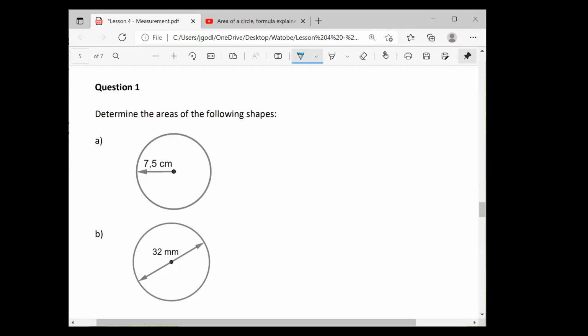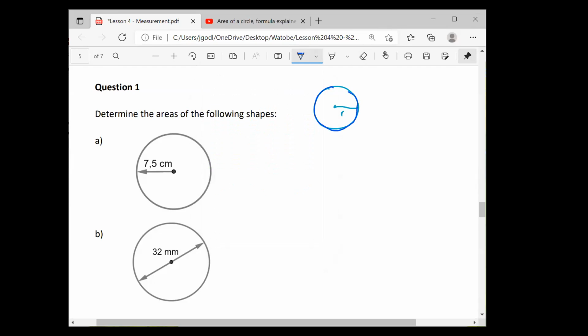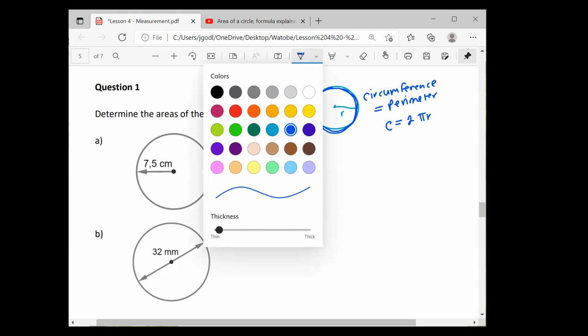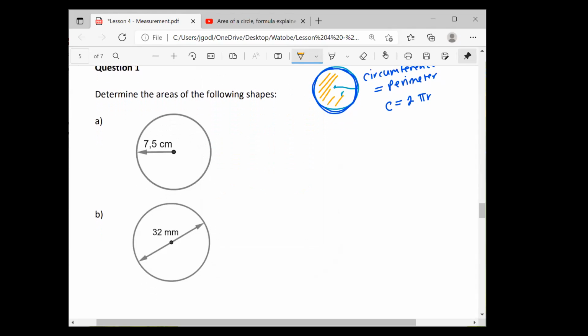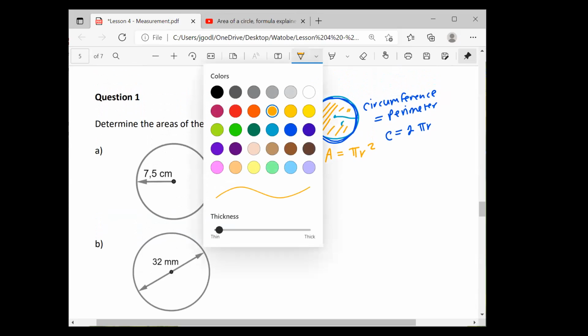Okay, so I'm going to use a circle as a situation here. That's my radius. The circumference is the perimeter of a circle. So that whole dark blue outside, that is the circumference. And in a circle, it's the same as saying the perimeter. And the circumference is equal to 2 pi r. And area is the space inside a shape. And in a circle, that space inside a shape is pi r squared. Just to answer the question that came in through the chat just now.